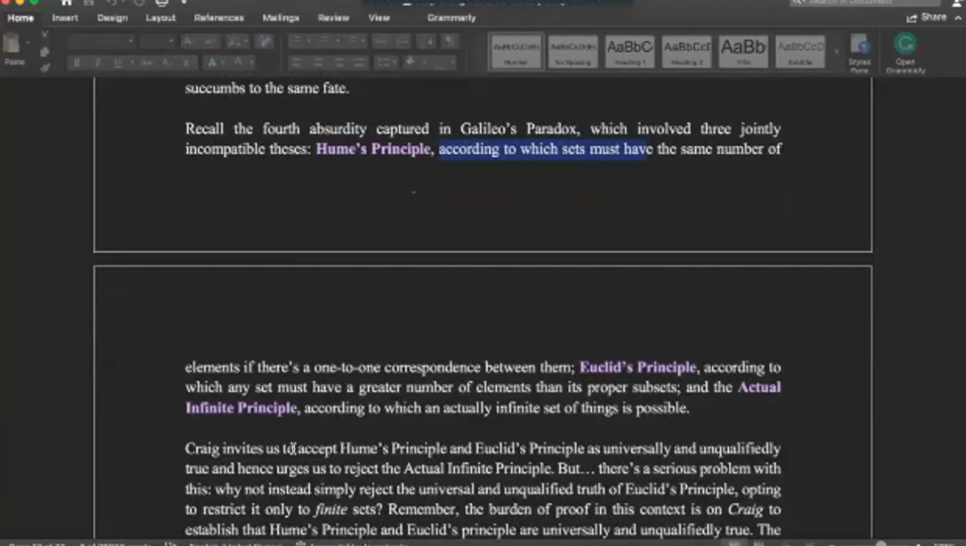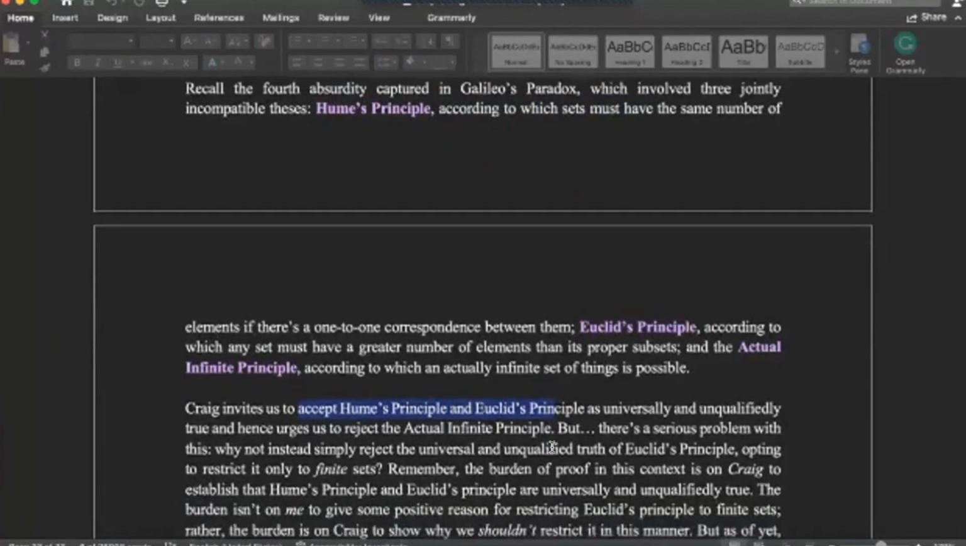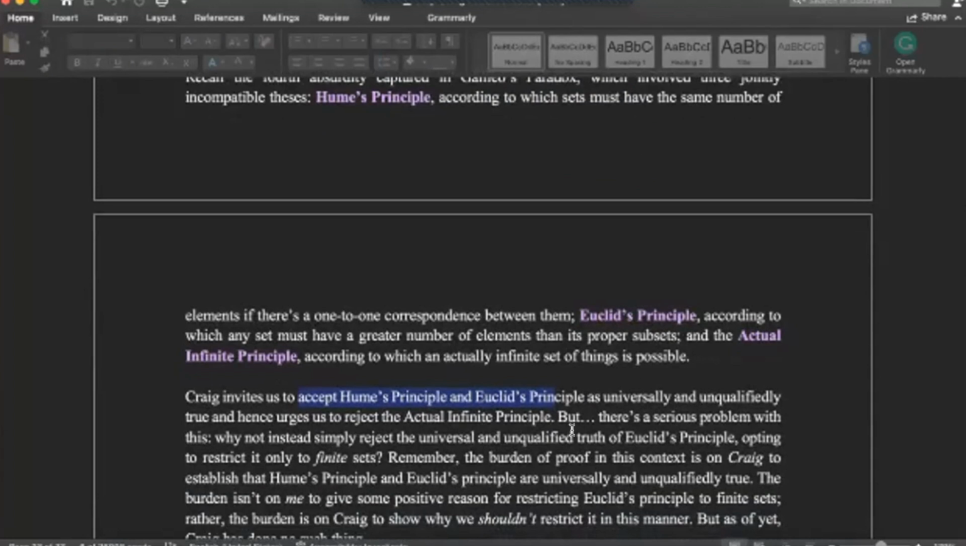Craig invites us to accept Hume's principle and Euclid's principle as universally and unqualifiedly true, and hence urges us to reject the actual infinite principle. But there's a serious problem with this. Why not instead simply reject the universal and unqualified truth of Euclid's principle, opting instead to restrict it only to finite sets?